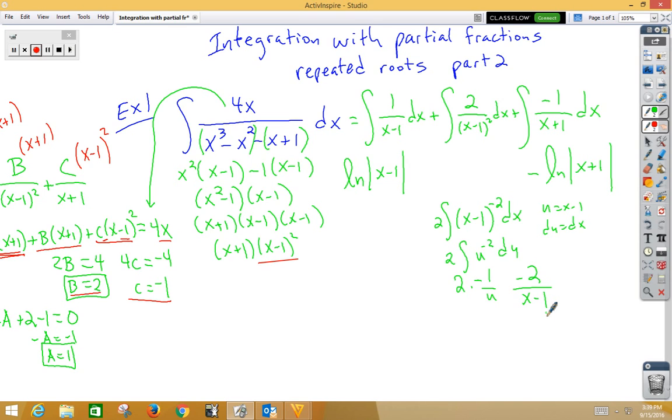So my final answer, if I take this and I substitute in, I would have my negative 2 over x minus 1. And don't forget your plus C.